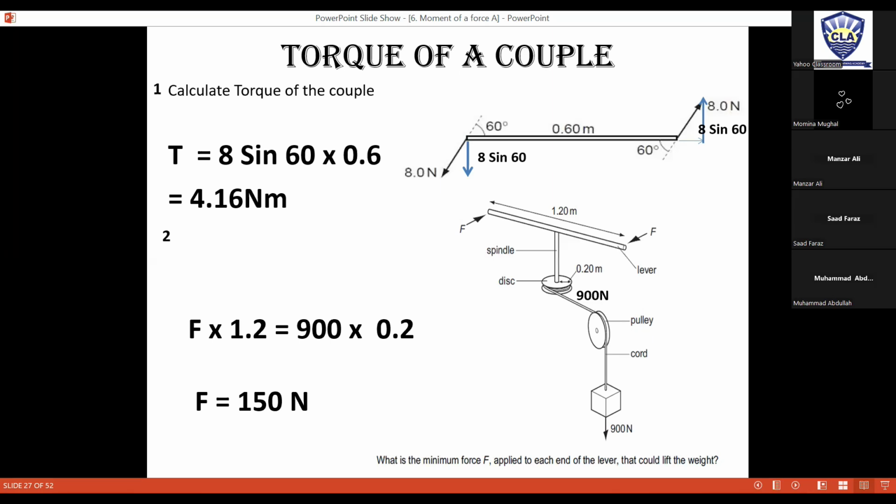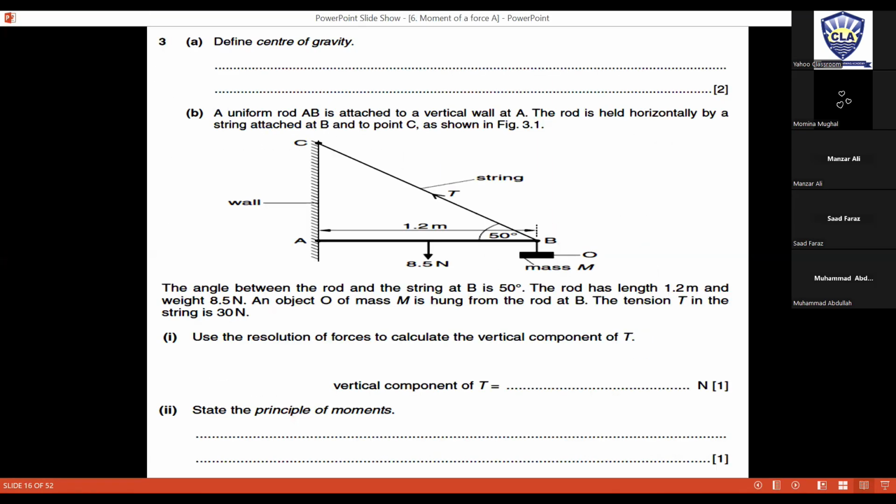Now we go back to the questions of this chapter. Let's see how to solve the questions. In this case, it says define center of gravity. It is a point where the whole weight of the object appears to act for any orientation.